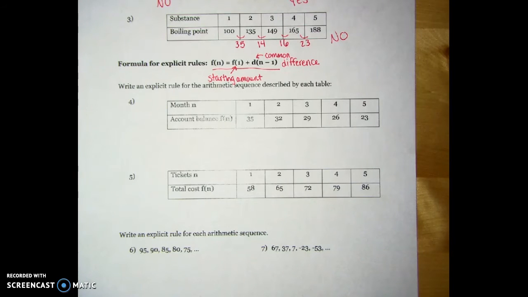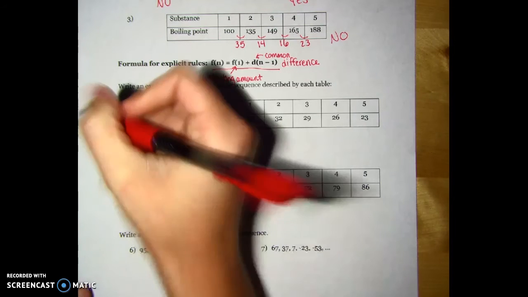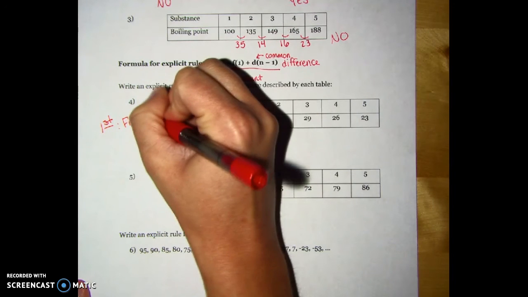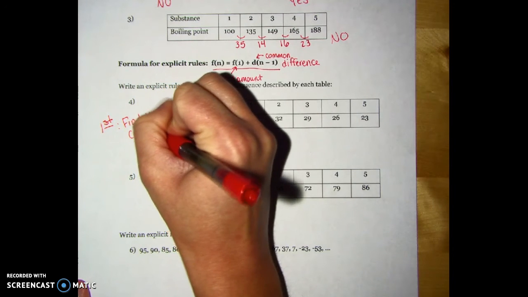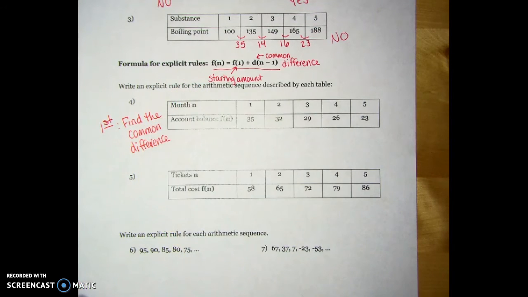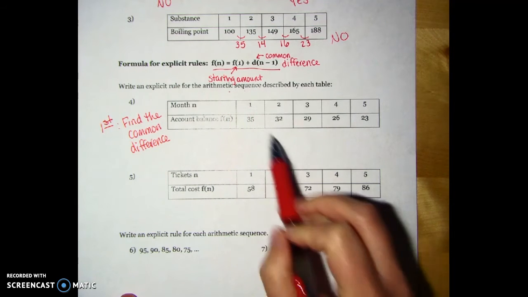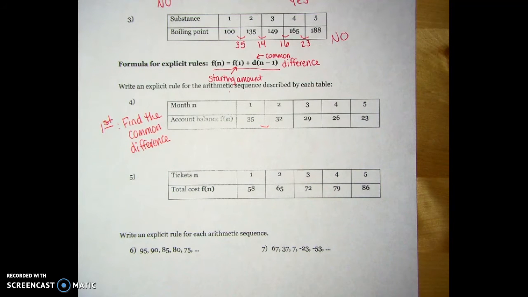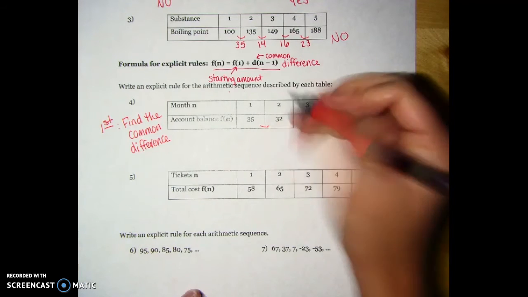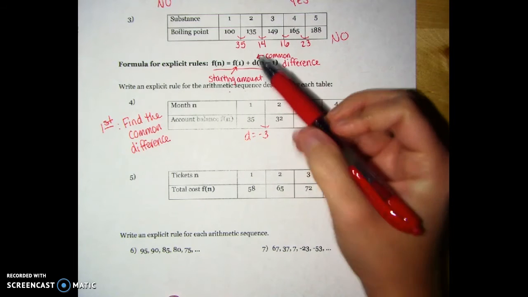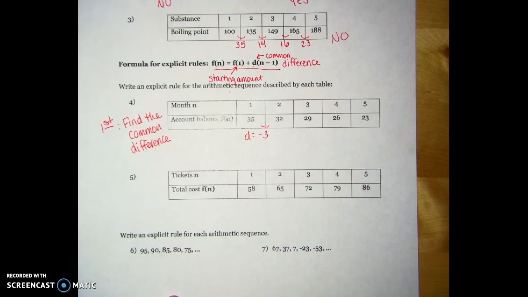So for 4 and 5, it says write an explicit rule for the arithmetic sequence described by each table. So first, you need to find the common difference. Okay, and since it tells you that it's an arithmetic sequence, you don't really have to do it to the whole thing. So to go from 32 to 35, what is 32 minus 35? That's negative 3. That's our common difference. So that's D.